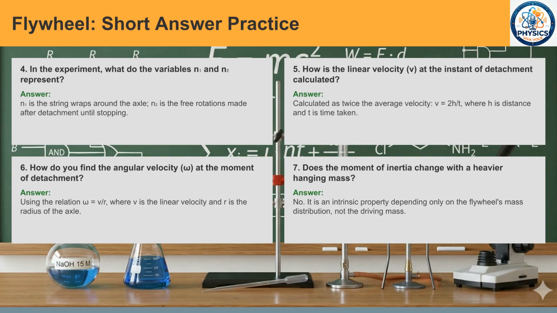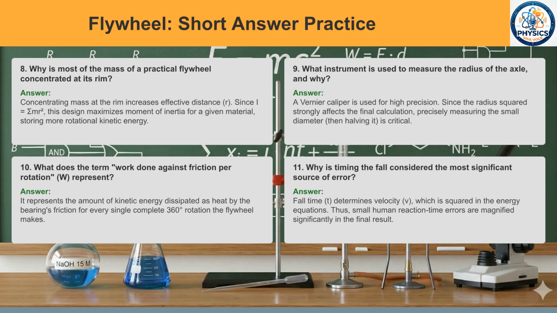Linear velocity, v, is calculated as twice the average velocity. We find angular velocity, omega, using omega equals v over r. The moment of inertia does not change with a heavier hanging mass. The mass is concentrated at the rim to maximize the moment of inertia and rotational kinetic energy storage. A vernier caliper is crucial for precisely measuring the small axle radius.